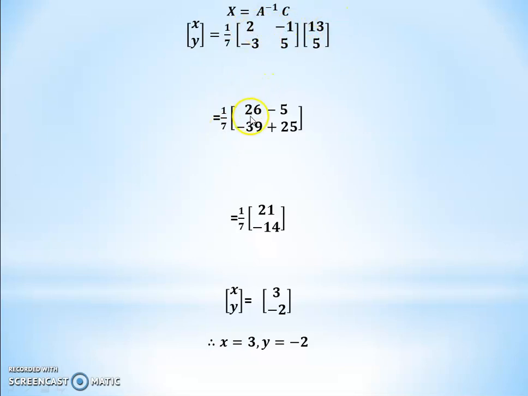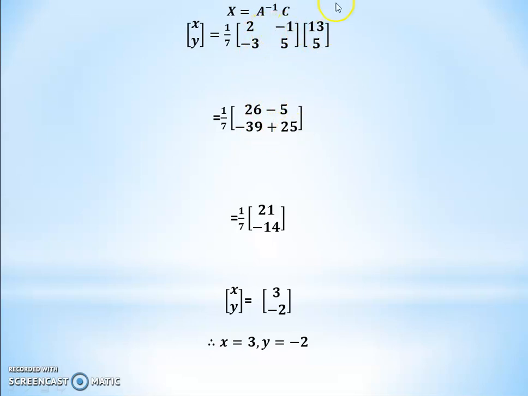2 into 3, 26. Plus, but it is minus because minus 1 into 5, it is minus 5. That's why 26 minus 5. Now, second row, first column. Minus 3 into 13, minus 39. Plus 5 into 5, 25.